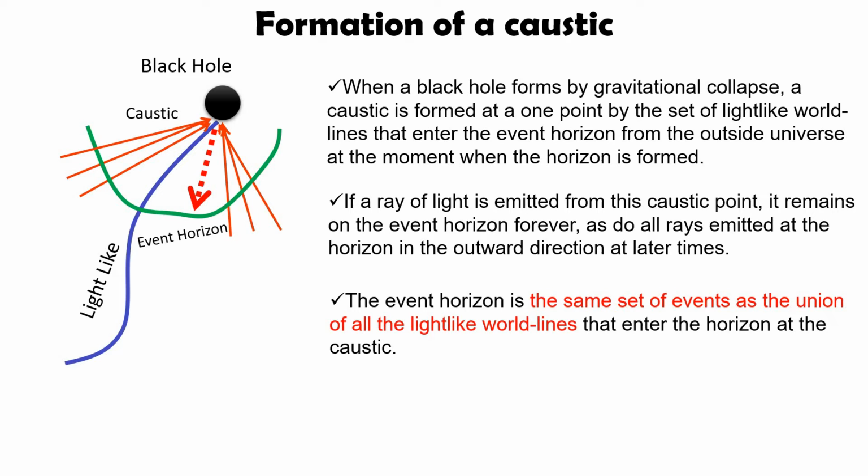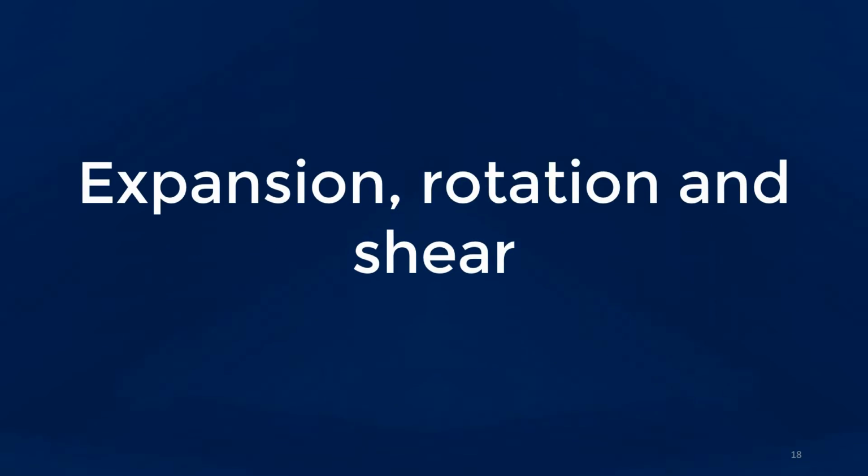So the event horizon is the same set of events as the union of the light-like world lines. Obviously, all the light-like world lines which are going and forming that caustic, the event horizon is the same set of events as you can join all the light-like world lines that enter the horizon of the caustic. So caustic formation is again a very integral part of the Raychaudhuri equation. The next and perhaps the most important thing is the expansion, rotation and shear. And I'm going to explain why this plays a very, very important role in our understanding of the Raychaudhuri equation.